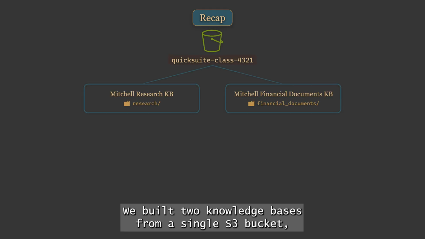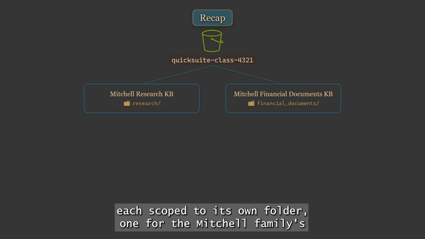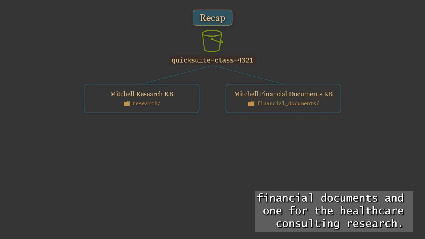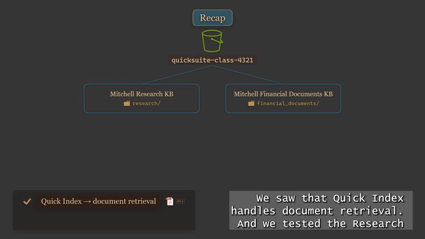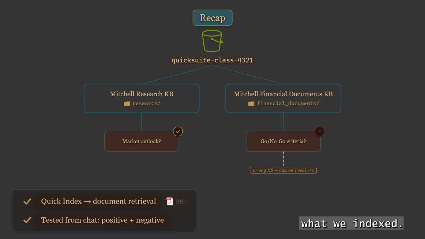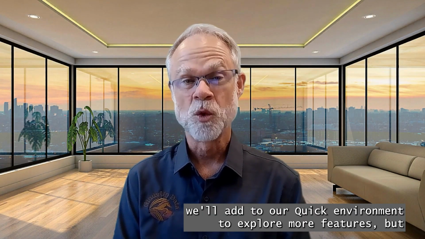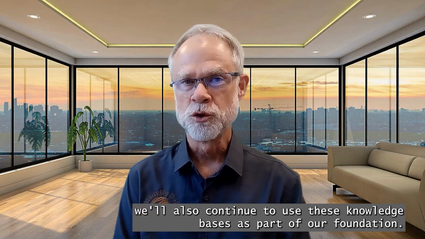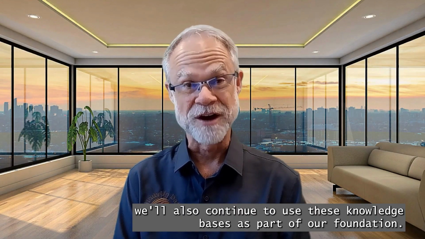Let's recap. We built two knowledge bases from a single S3 bucket, each scoped to its own folder, one for the Mitchell family's financial documents and one for the healthcare consulting research. We saw that Quick Index handles document retrieval, and we tested the research knowledge base from chat to confirm the AI can actually retrieve what we indexed. As this series progresses, we'll add to our Quick environment to explore more features, but we'll also continue to use these knowledge bases as part of our foundation.